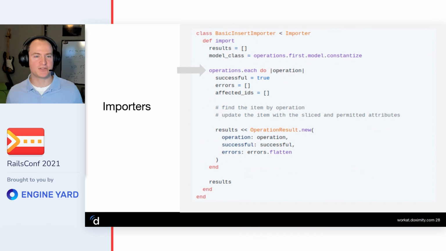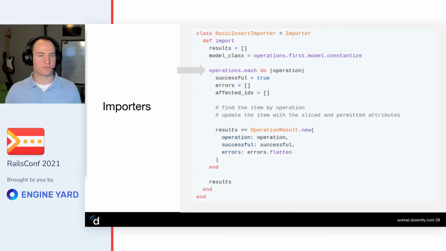This is a basic insert importer. So here, as part of the import method that we have to define, we initialize an array with some results, and then we look at the operations and take the first model and constantize it. Because we've had a dispatcher that's dispatched to this, we're able to look up the model because we know that it's been dispatched properly, and we're only going to be importing based on one model.